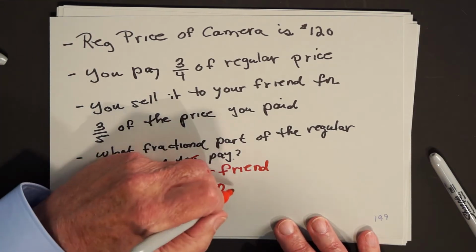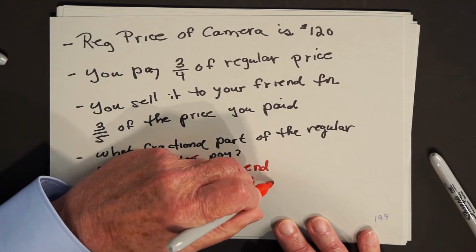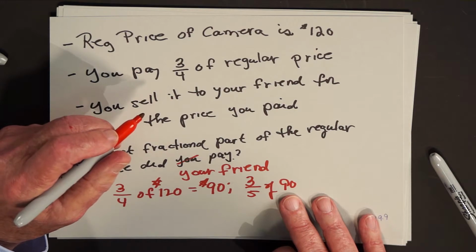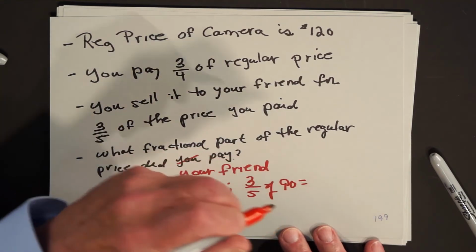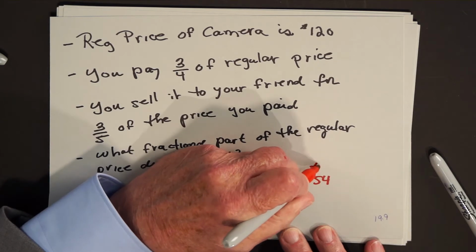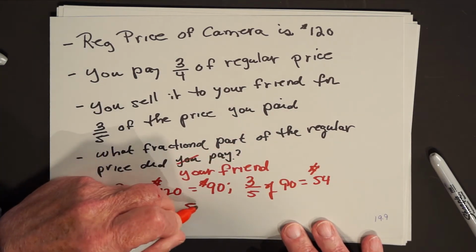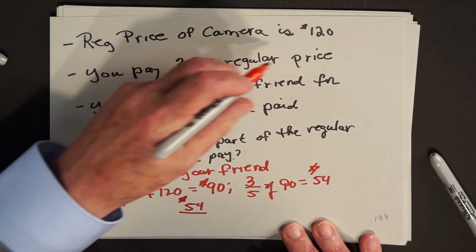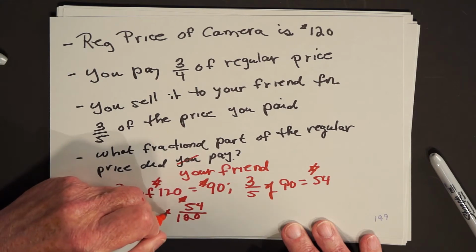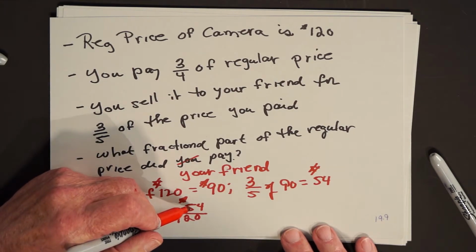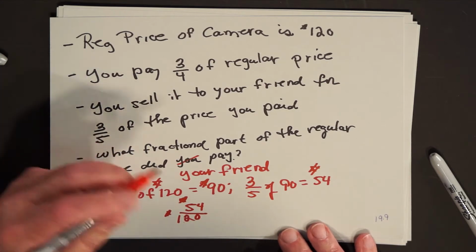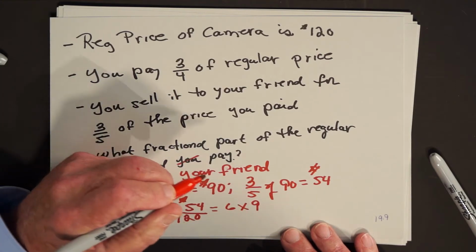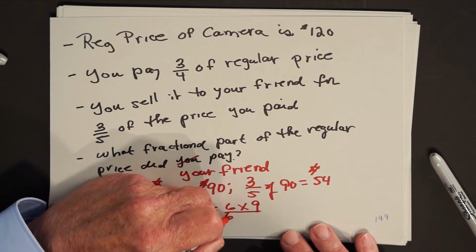Not 3/5 of the 120, but 3/5 of the 90. 5 goes into 90 18 times. 18 times 3 is 54. So your friend paid $54. And the question says, what part of the regular price? The regular price was $120. So the fractional part he paid was 54/120ths. And if you want to make that number look a little bit better, 54 is 6 times 9, and 120 is 6 times 20.